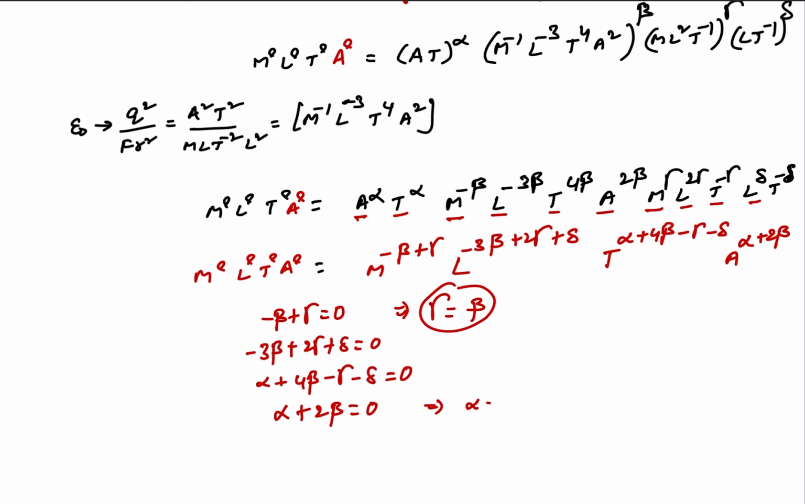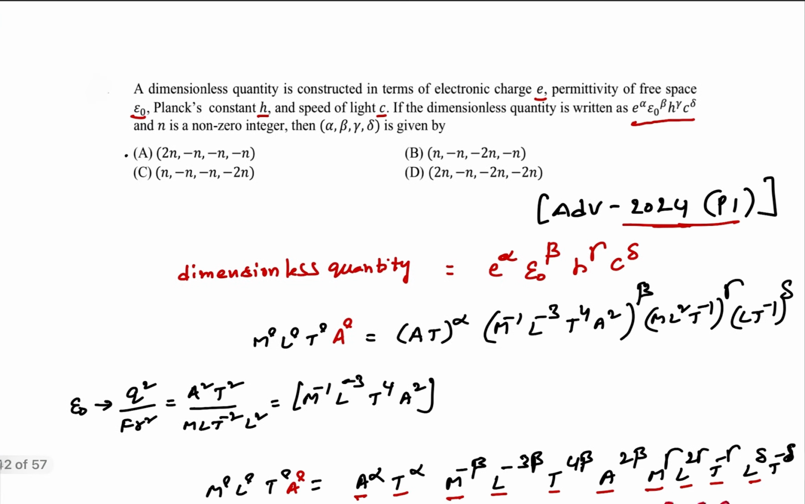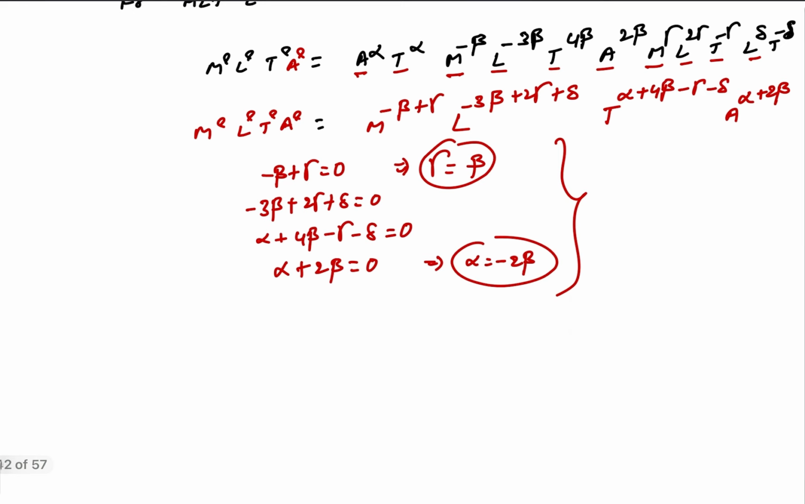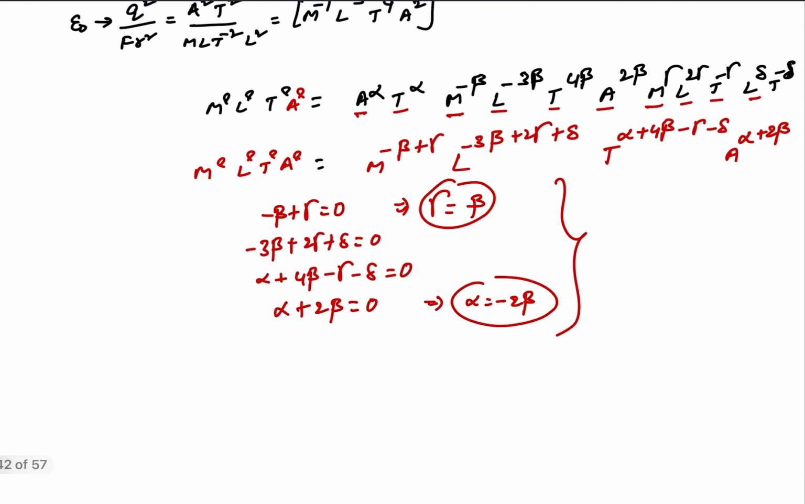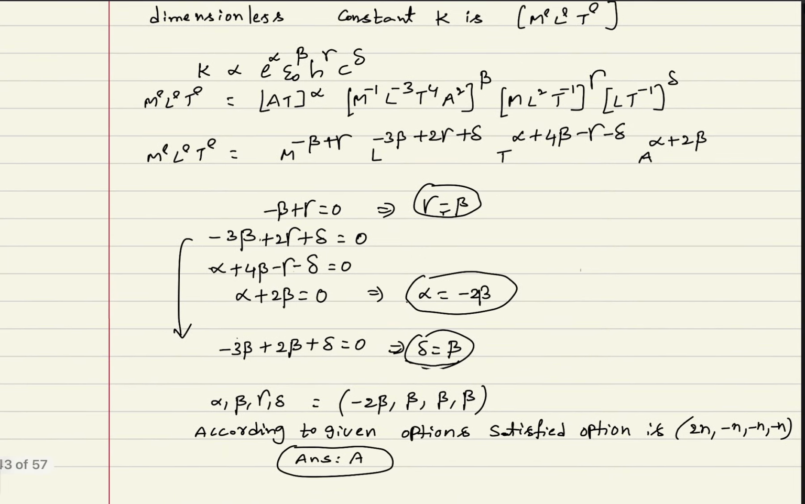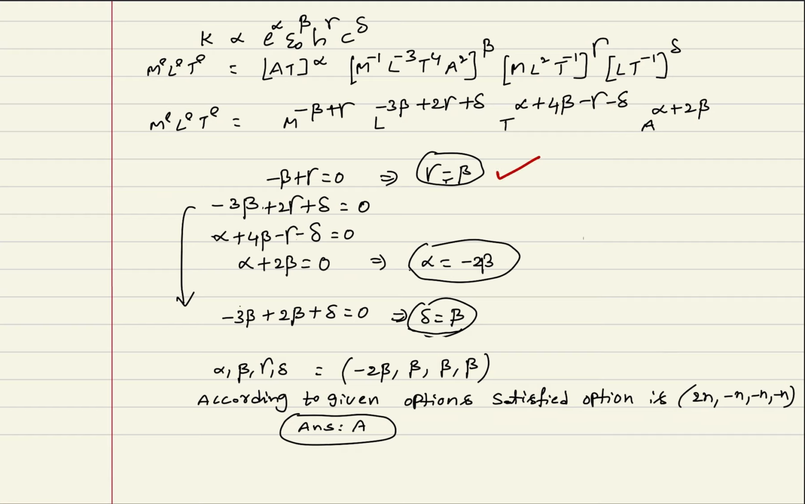You can see gamma is equal to beta. Similarly, alpha is equal to minus 2 beta. Similarly, you can write all values in terms of beta. As per the question, they are asking that n is a non-zero integer, then alpha, beta, gamma, delta is given by. In terms of that non-zero integer, you have to write everything in terms of any one of the numbers, like alpha or beta, and you can get the values. You see here, already I have derived this.